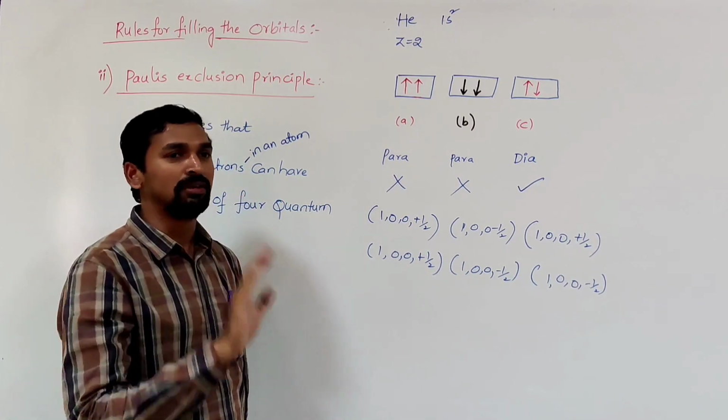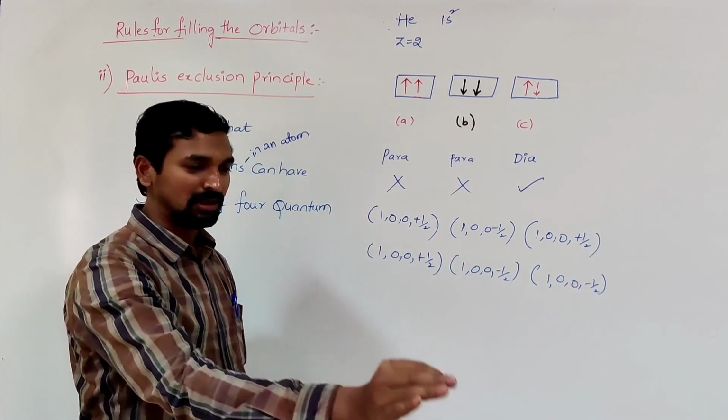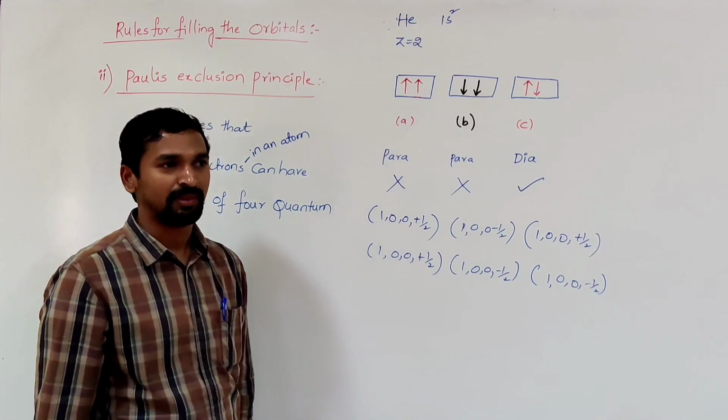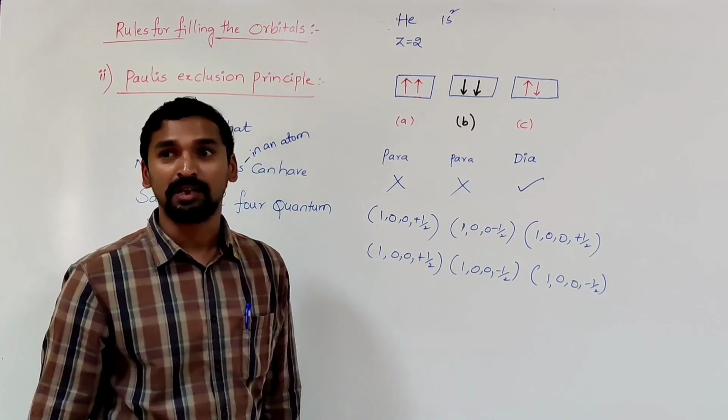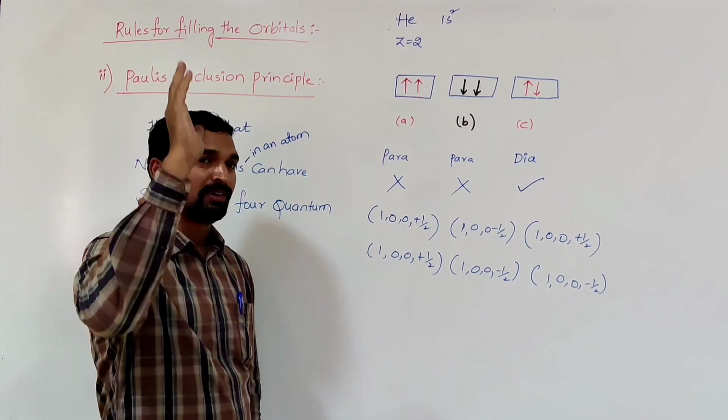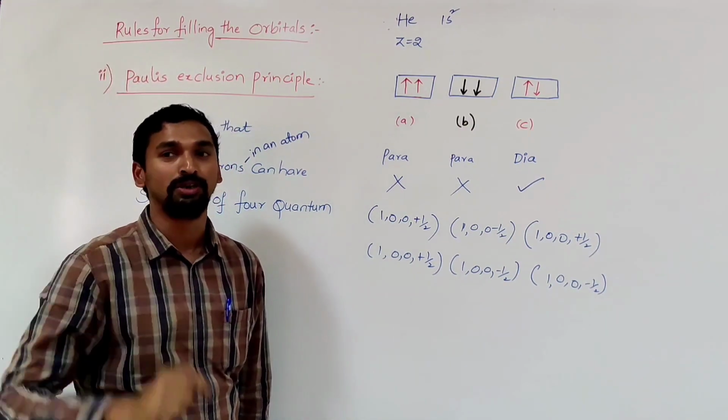So, in the first rule, we learned that electrons enter the lower energy orbital first. How many electrons enter into the orbital? That is the question also, right? Somebody says I can fill up only 1 electron. Somebody says I fill up only 2 electrons.